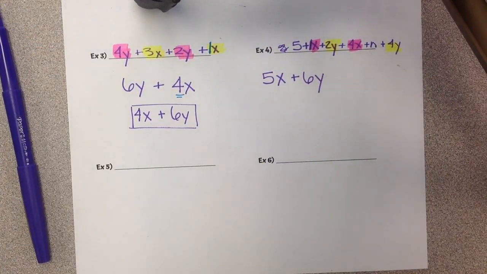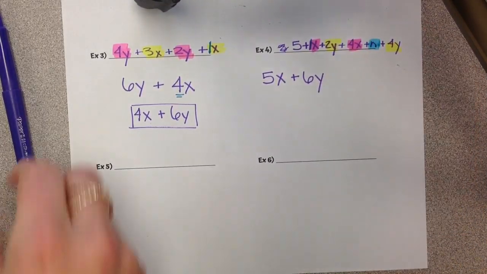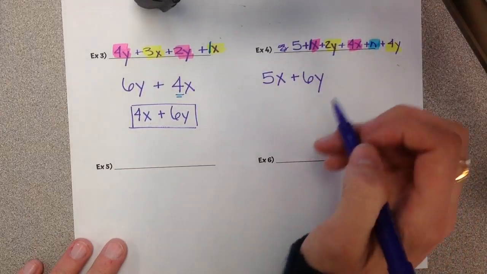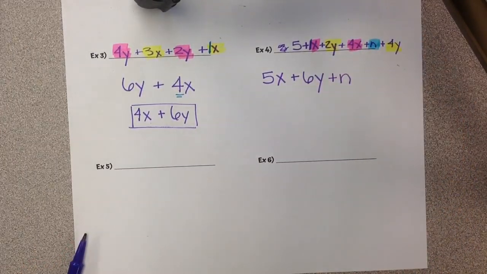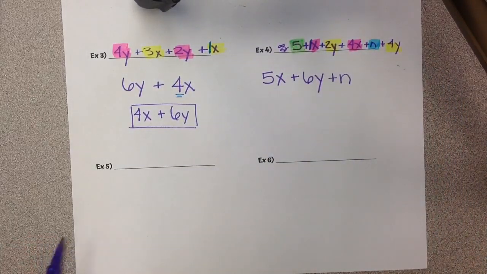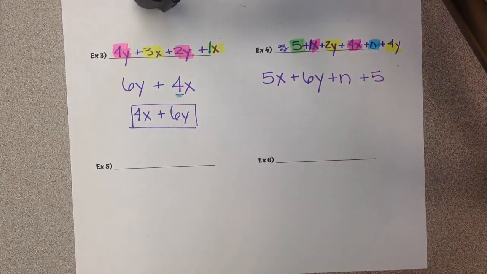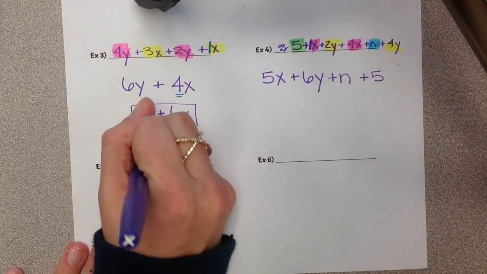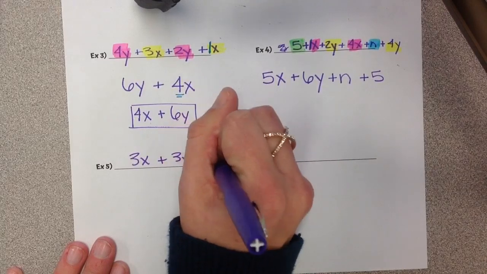Then I see that I've got a variable n. There's nothing else to simplify it with. There are no other like terms, so that's just going to be plus n. And I also see that I've got a constant on its own, the number 5, with nothing to combine it with, so I'm just going to put 5. All right, number 5, 3x plus 3y plus 2.